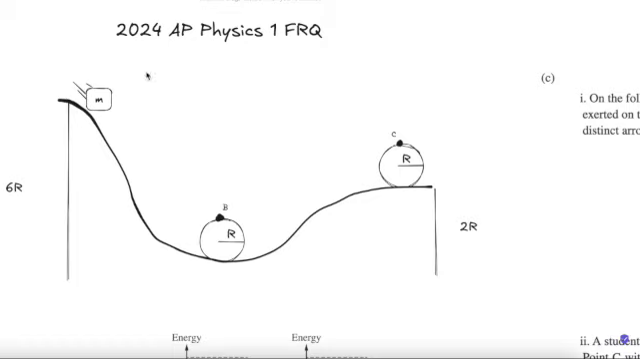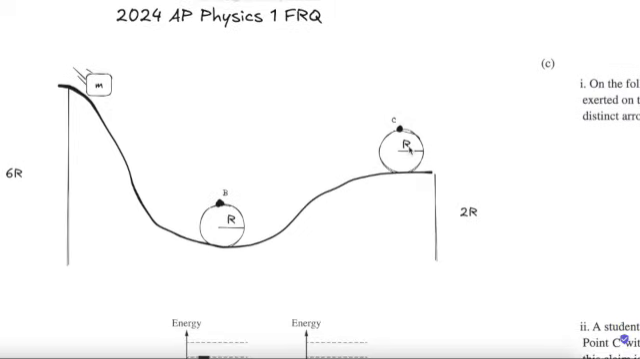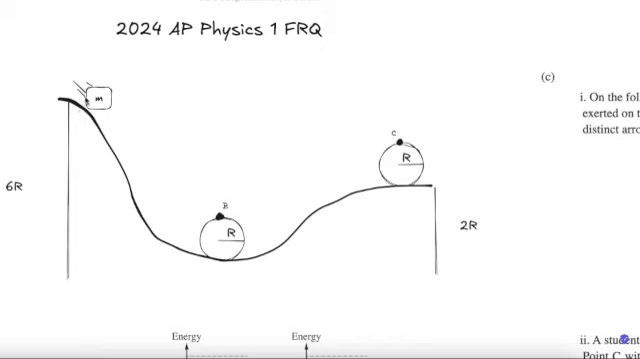And today we're going to be going over the 2024 AP Physics 1 FRQ, and this is the first question. So here's the situation. We have this ramp and it goes back up. We have a block that's going down. It starts at a height of 6r, and there are two circular loops that we need to keep in mind. They give us this value r, and we're going to use that to find the velocity of this block.